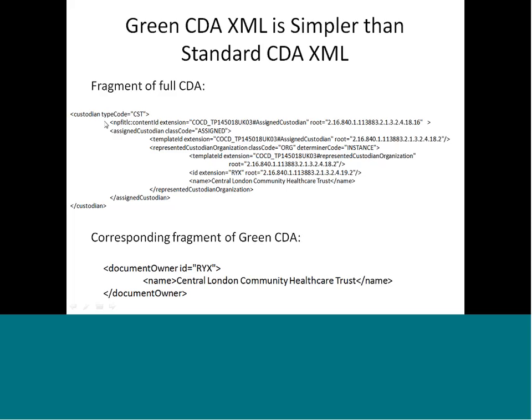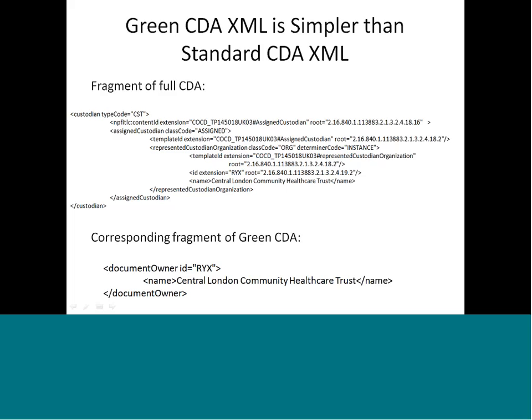There are elements there which are to do with template IDs, and there are fixed attributes like class code and so on and so forth. All in all, it's quite verbose, and the amount of actual variable information inside there is quite small. There's really 2 things: the ID of the owning organization, which is here, RYX, and the name of it. So that's the full CDA, what it looks like.